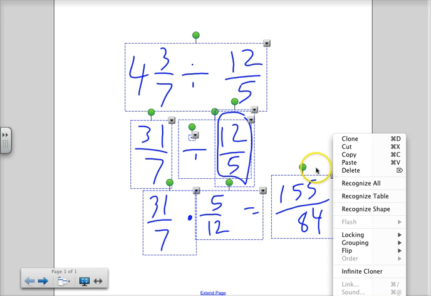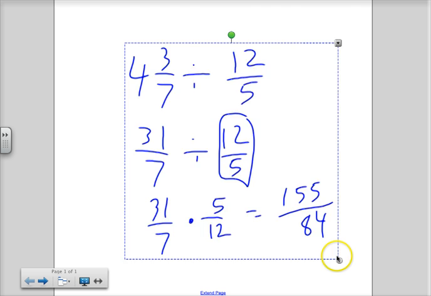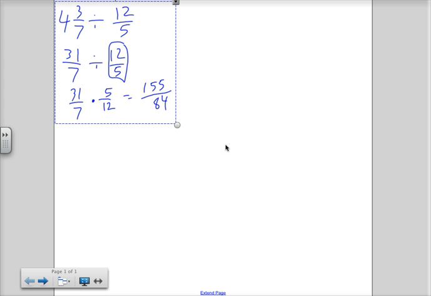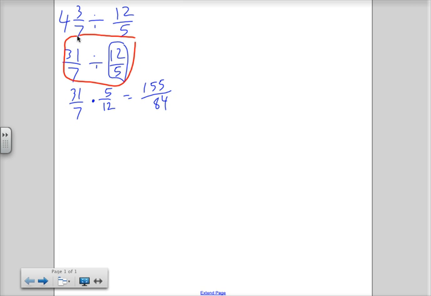Let me try to group. Make it smaller. Put it over here. Okay, so here's another way. So assuming I'm going to take it as is from there, I have 31 over 7 divided by 12 over 5. Okay. This time I don't do the flipping, which is a reciprocal, or turn it into a multiplication problem. I leave it as is. Instead of doing that, I find myself the common denominator. What is the common denominator for 7 and 5? 35.